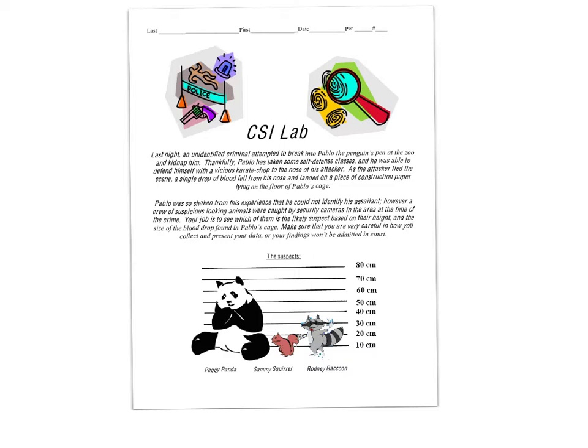Here's the front page of the lab, and we just went over this stuff with you in sort of the introductory slides, but it might be worth reading that again if you were absent. And again, here's our three suspects, and we're going to try to figure out which of those three suspects tried to take Pablo based on the size of the blood splatter that was in his cage.